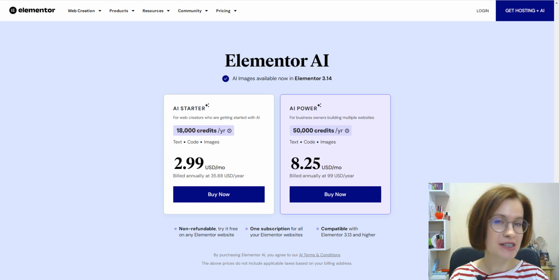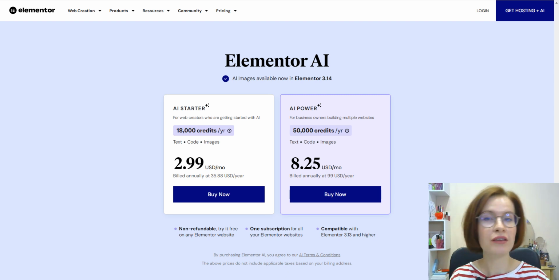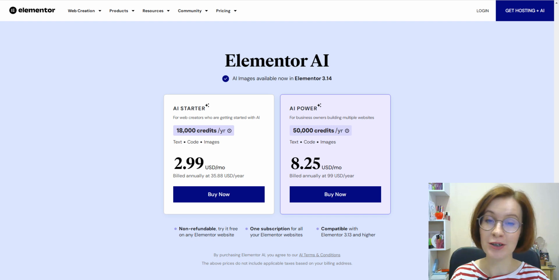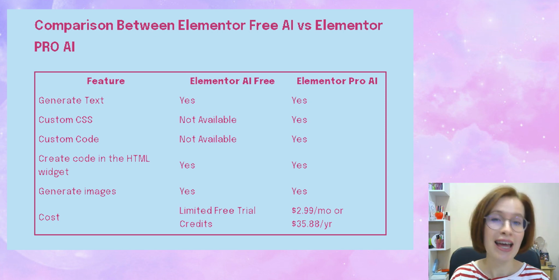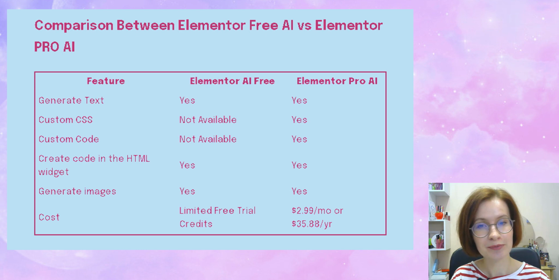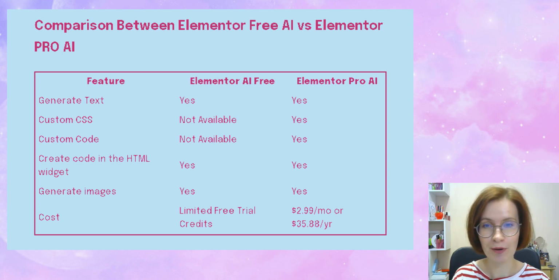Elementor AI feature is available in both the free and pro versions of Elementor. However, some advanced AI capabilities and features are only obtainable in the Elementor Pro version. So, now I suggest taking a closer look at the comparison table. Free versus Pro. What's the difference?